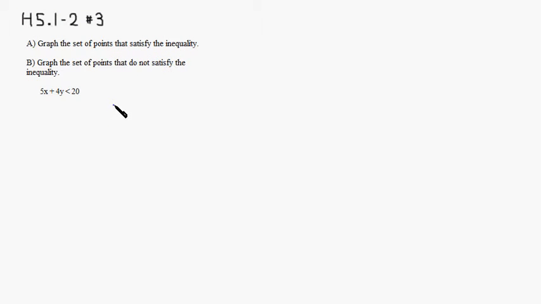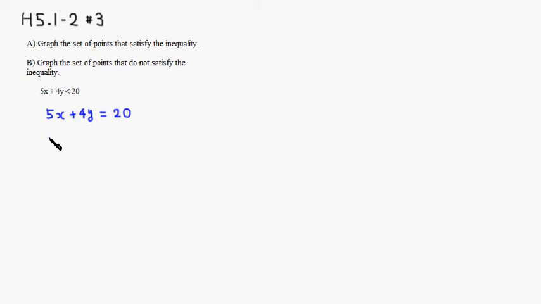First thing we do: the inequality is too hard, so I'm just going to turn it into an equality, which is 5x plus 4y is equal to 20. So this is basically the equation of the borderline. Then probably the easiest way is to find a couple of points. We're going to find the x-intercept and the y-intercept.